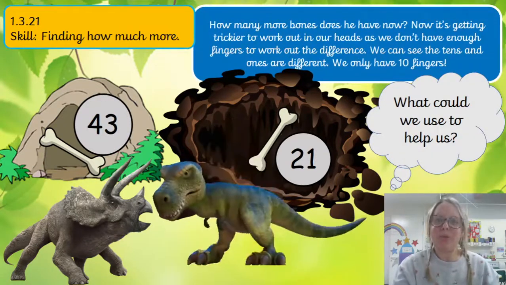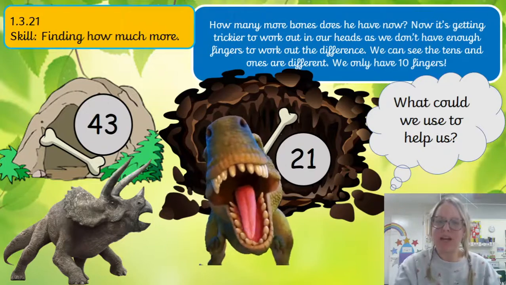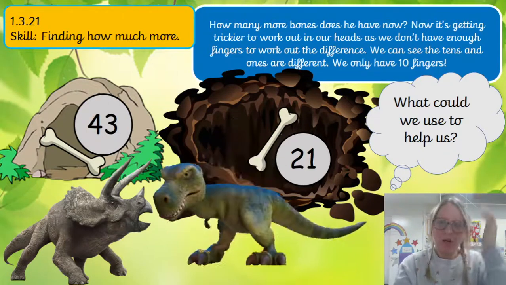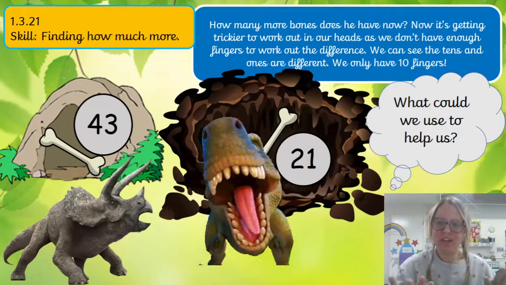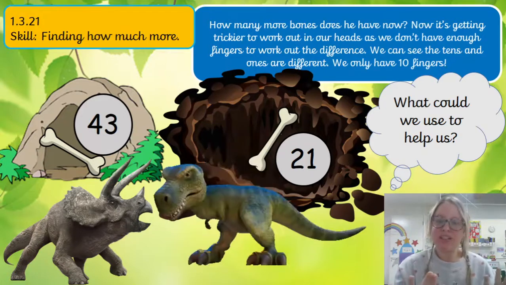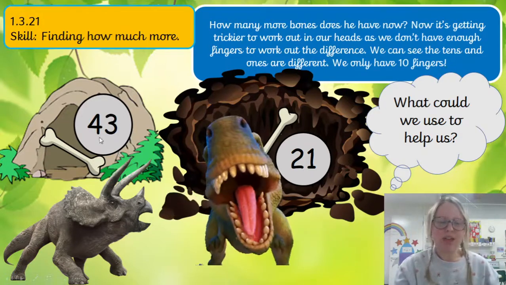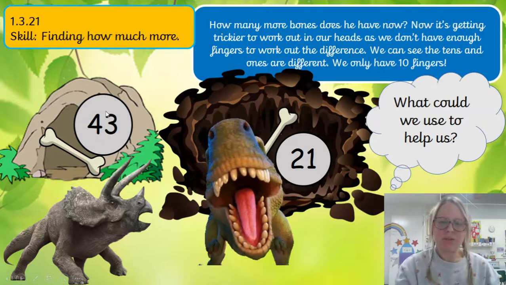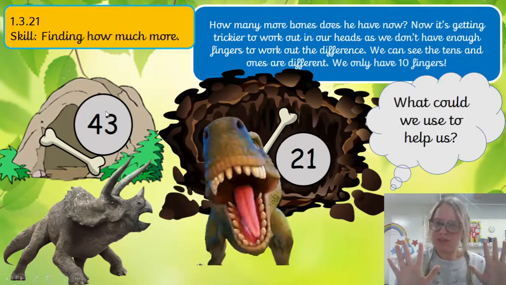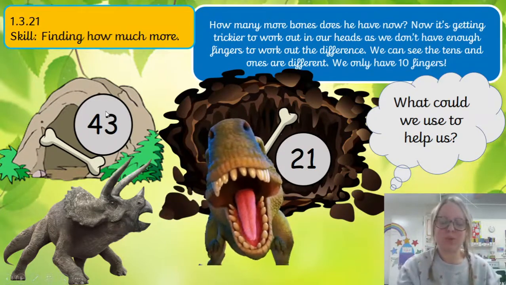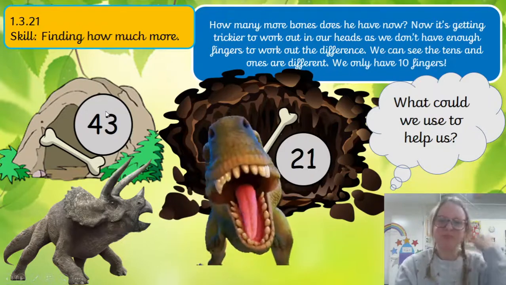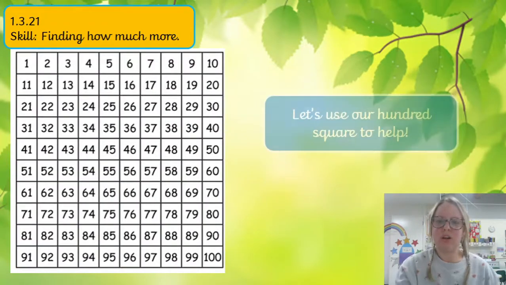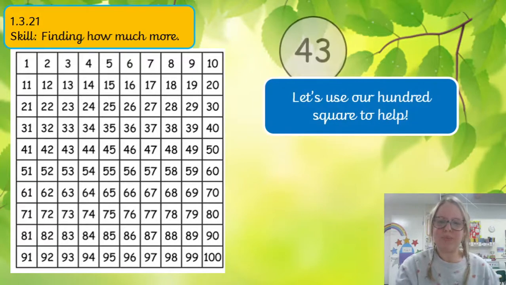Okay, how many more bones does he have now? Now it's getting trickier to work out in our heads as we don't have enough fingers to work out the difference. We can see that the 10s and the 1s are different this time. We only have 10 fingers. So what else could we use to help us? We could use our 100 square, couldn't we?